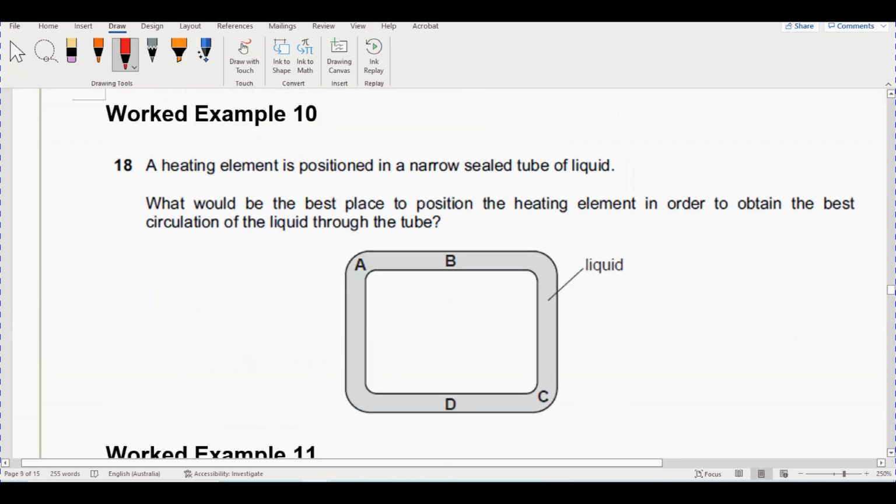Okay, for this one, a heating element is placed in a narrow sealed tube of liquid. What would be the best place to position the heating element? I need to place the heating element in order to obtain the best circulation of the liquid through the tube. The best circulation of liquid means convection, that means the best convection current. This one is pretty interesting, so I'll give you 2 minutes to think about this. Let me pause the video again.